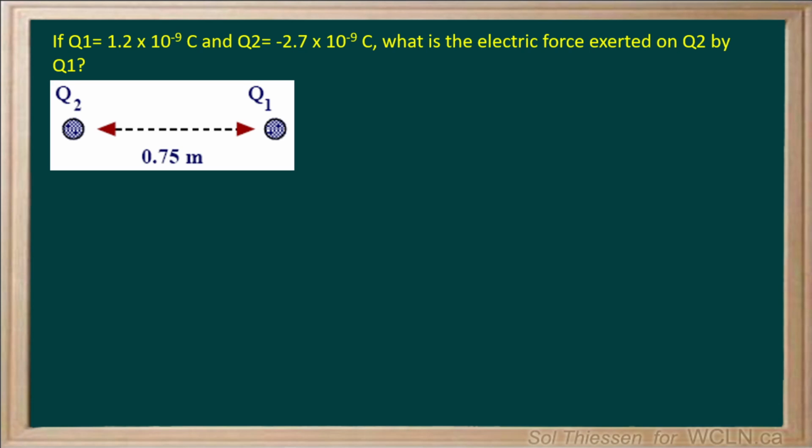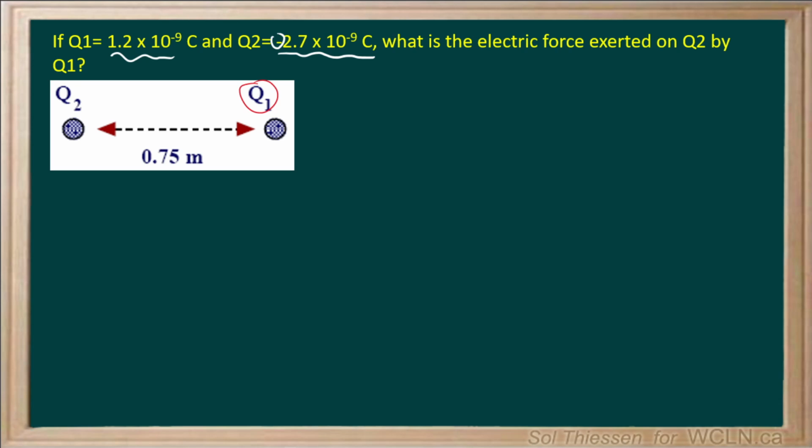Okay, so in this problem, we're given the values of two charges, and we're asked for the electric force exerted by Q1 on Q2. So we're looking for the force that Q1 exerts on Q2. Now notice that the question tells us that these two charges have opposite polarities.